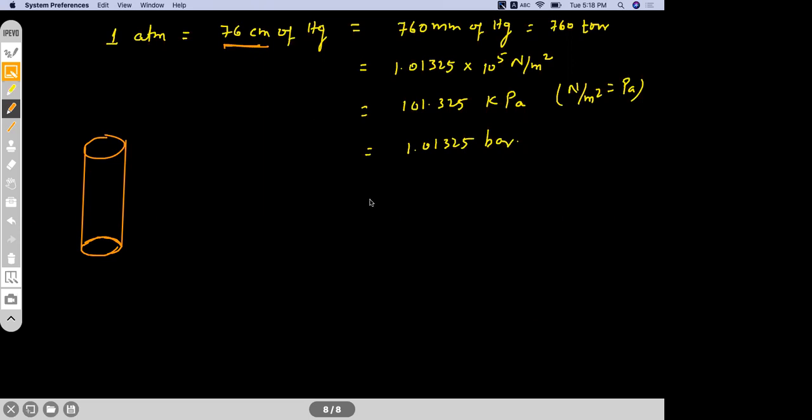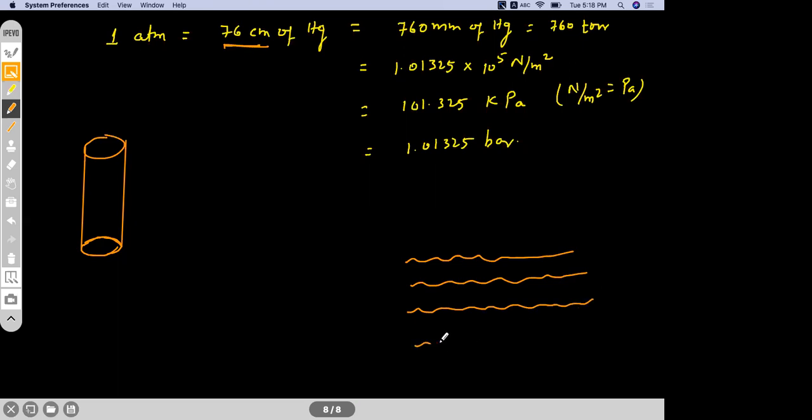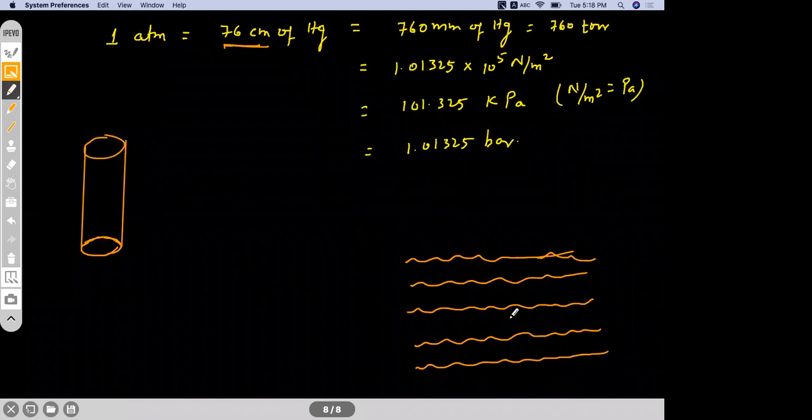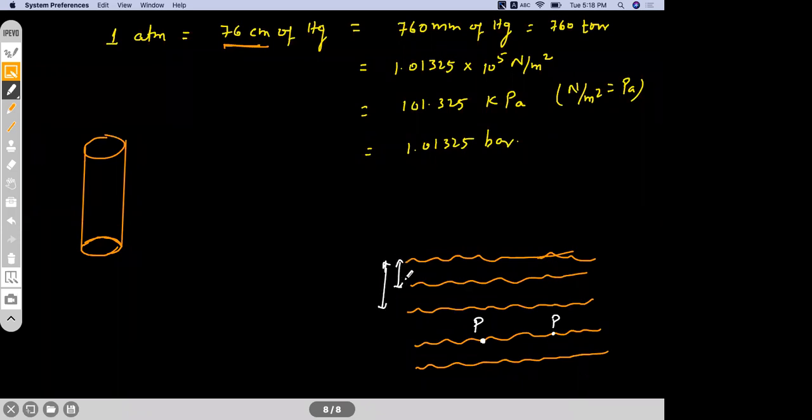So basically what happens, liquid exerts pressure because of its height. Suppose this is a river. At the same level in the river, we'll have the same pressure. Means the pressure at this point is P, and along all these points at the same level, the pressure is P only. But as the depth of the river increases, the pressure also increases. The pressure here is lesser than the pressure we have here, and here we have more pressure than here.